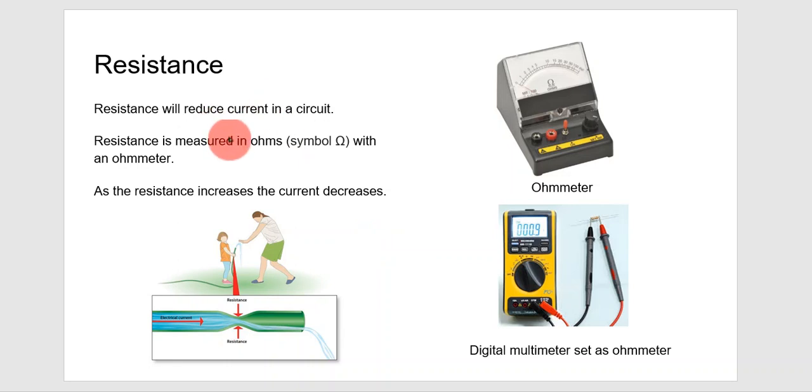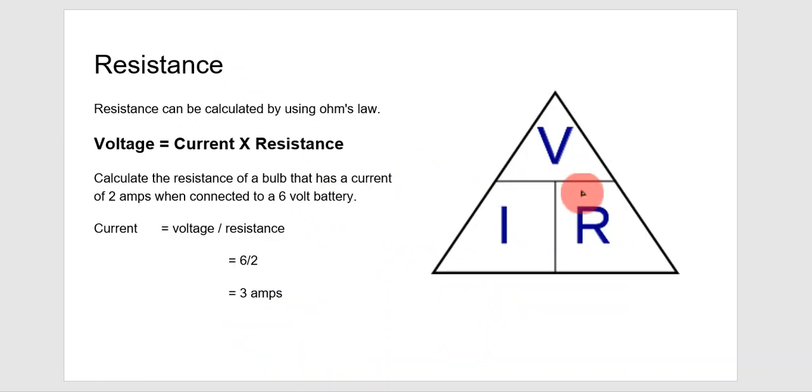So that is resistance. It's measured in ohms, and we use an ohm meter or a digital multimeter to measure ohms or resistance. So what we're going to look at now is some of the calculations that you need to know how to calculate when it comes to these three properties. So this is the triangle that you use. So you have V is voltage, I is current, and R is resistance.